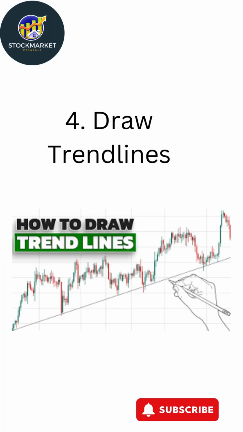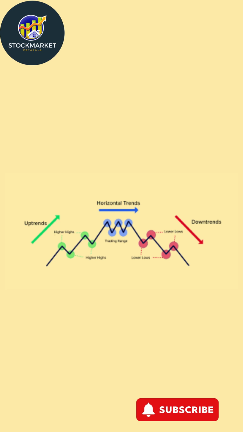4. Draw trend lines. For uptrends, connect at least two higher lows. For downtrends, connect at least two lower highs. Extend the line to project future price levels.